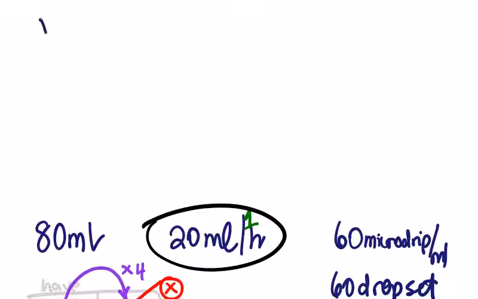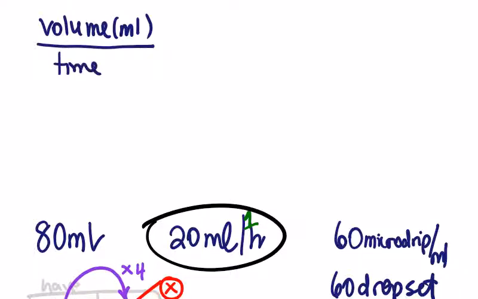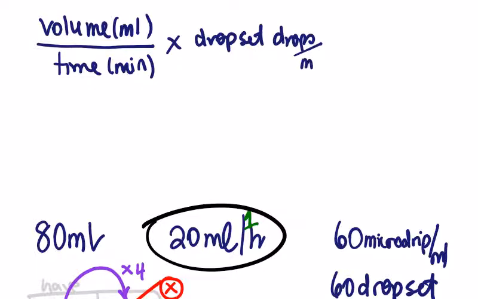We have the volume in mils, we have the time that will need to be converted in minutes. Remember, every time we talk about drops, we need to have the time converted into minutes, multiplied by the drop set in drops per mil. Each mil containing 60 drops in this case.